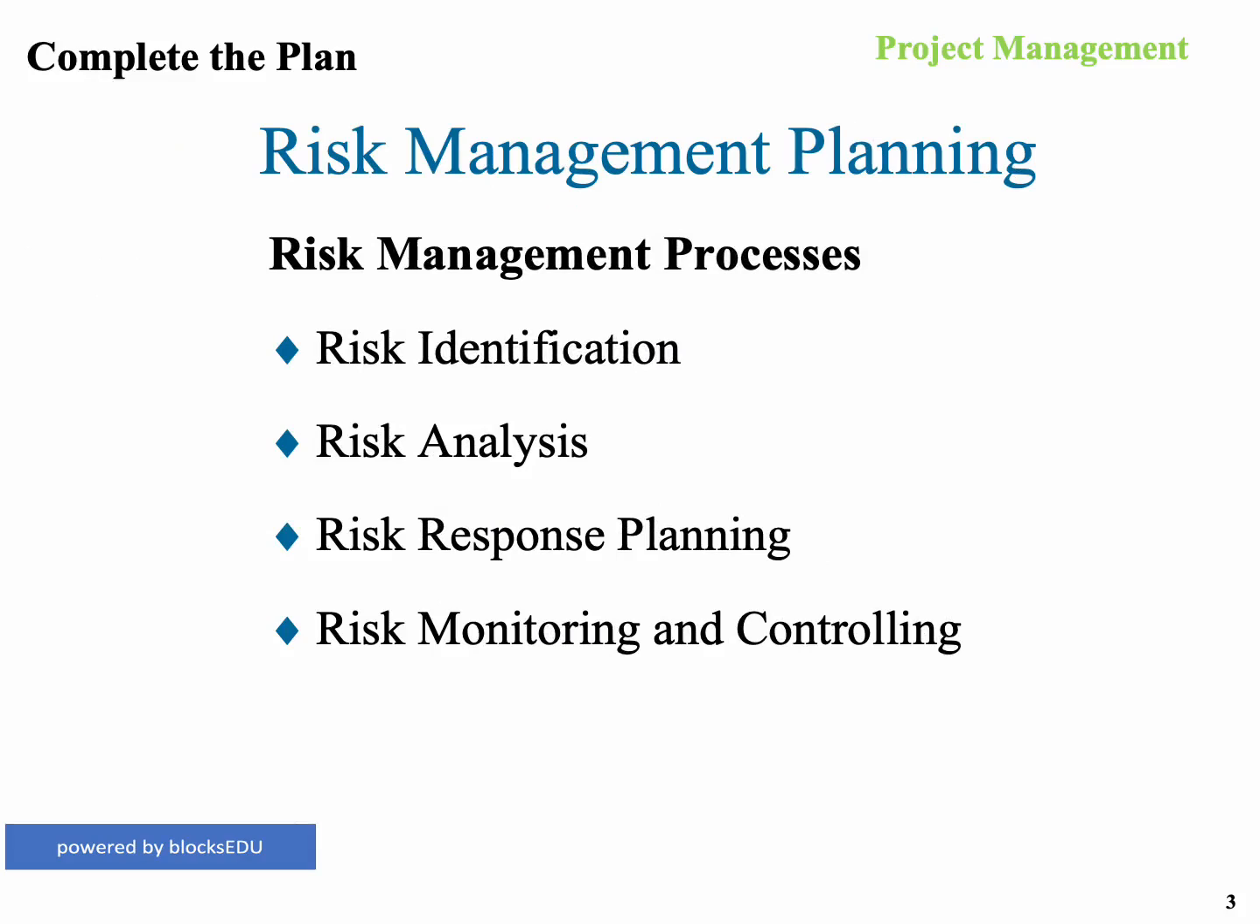There are 4 steps in risk management planning. We call this the 4 steps of risk management process. First of all, you identify your risk. You must analyze your risk. You must come up with a plan for that risk. And then lastly, you must have some sort of mechanism of how you monitor and control the risk so that you will know when the risk is actually going to occur.